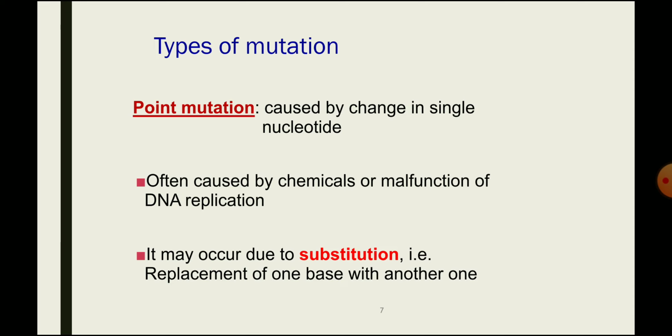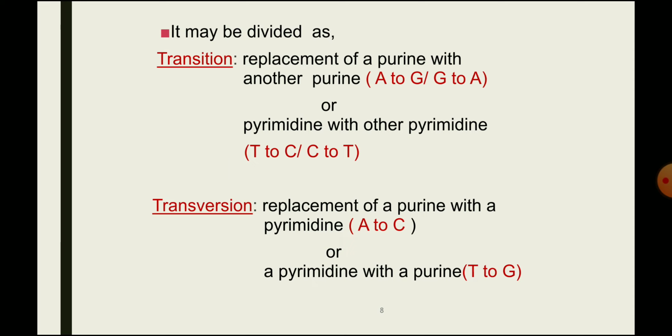Now what are the types of mutation? Point mutation is caused by a change in a single nucleotide, often caused by chemicals or malfunction of DNA replication. It may occur due to substitution, that is, replacement of one base with another base. You know what bases are? One base can be substituted by another base, and that is called substitution in point mutation. It may be divided into transition and transversion.